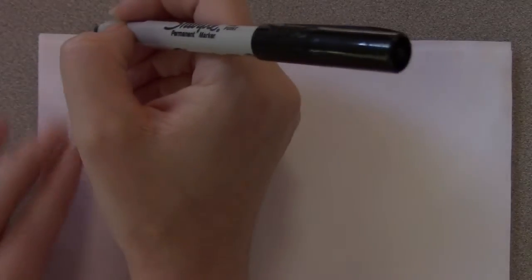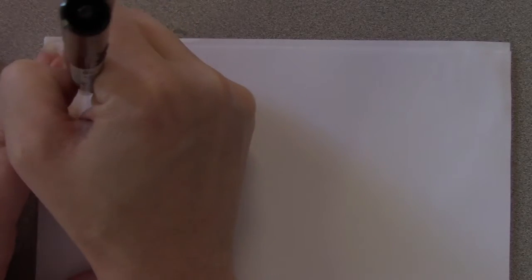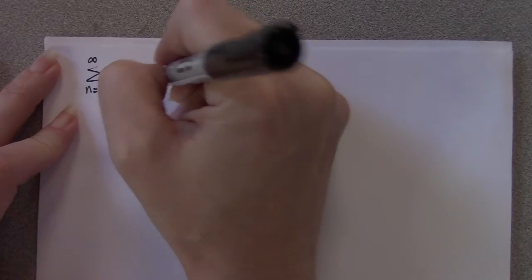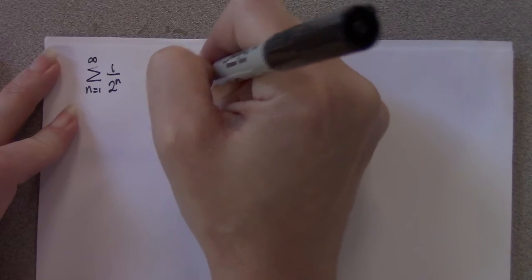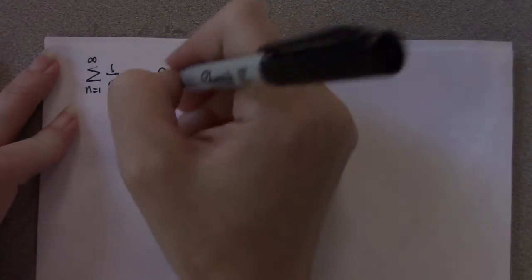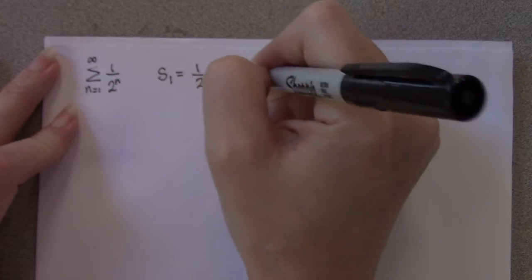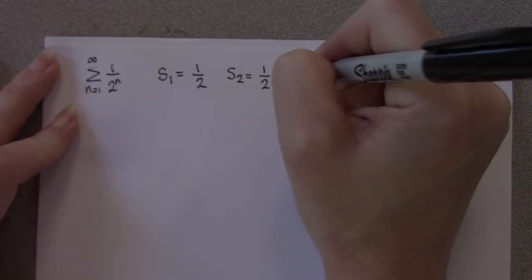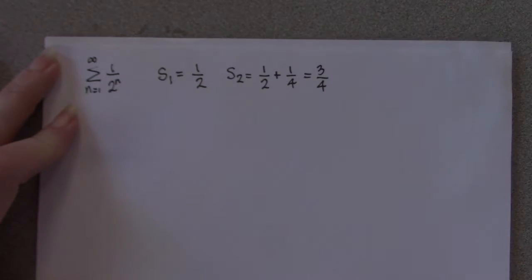So if I wanted to show that this is summing to 1, the other way I can do it is I can look at its partial sums. So we're still summing from 1 to infinity. And if I look at the first partial sum, I just get 1/2. But if I look at the second partial sum, I'm adding the first 2 terms, and 1/2 plus 1/4 adds up to 3/4.